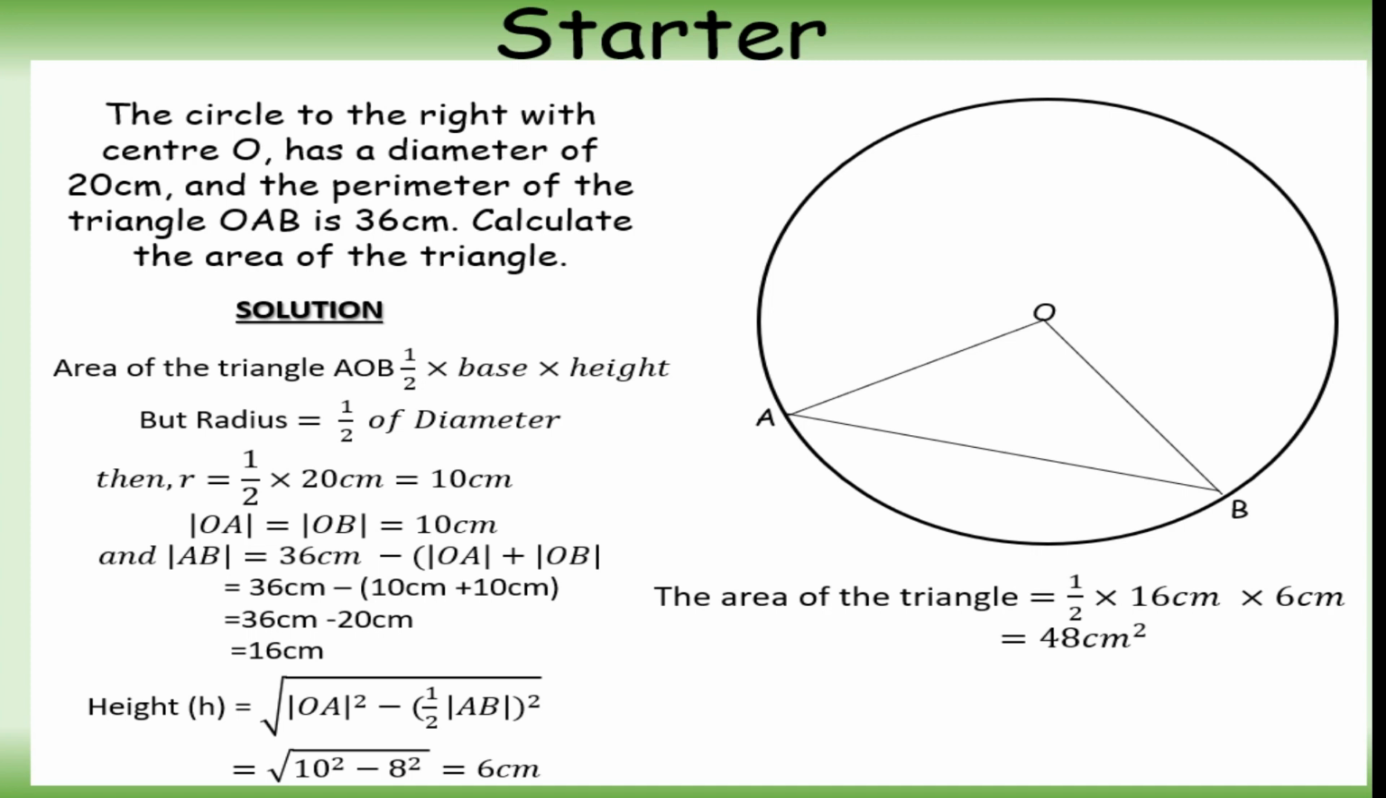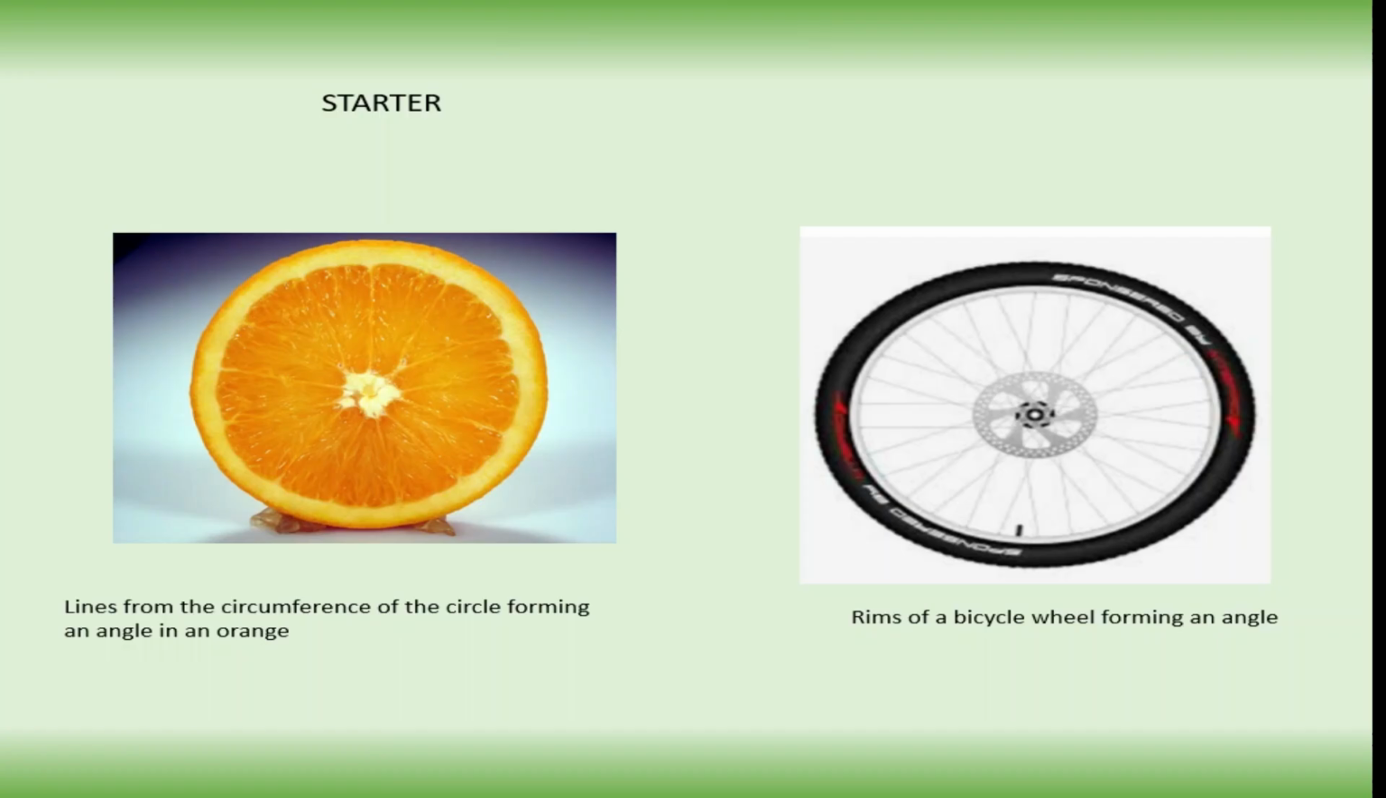Now these are live applications of what we are going to look at. You can see the orange here is more like a circle with lines inside forming angles, and then we can see a wheel here, that's a bicycle wheel, forming angles. So you can see an angle here, you can see an angle over there.